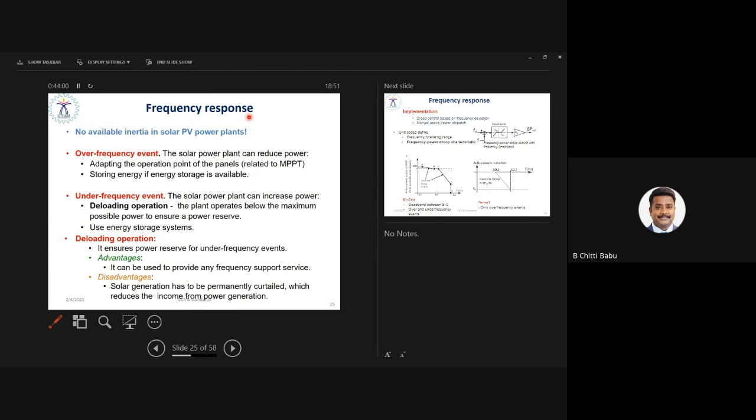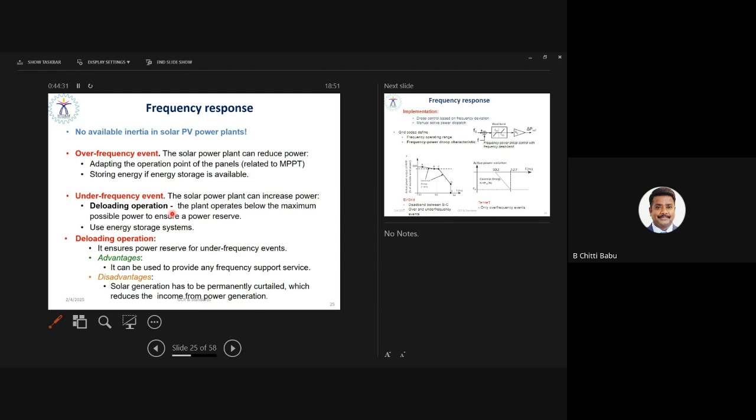There may be a problem with over frequency. This may happen when the demand is quite a bit lesser than what the solar photovoltaic is able to produce, and that may cause an over frequency event because of the maximum power point tracking. Sometimes we use energy storage to store the surplus energy. An under frequency event is possible when the power demand is more than the available solar power. This is what we face in most cases.